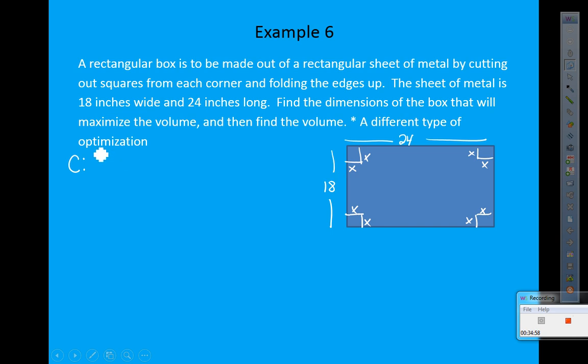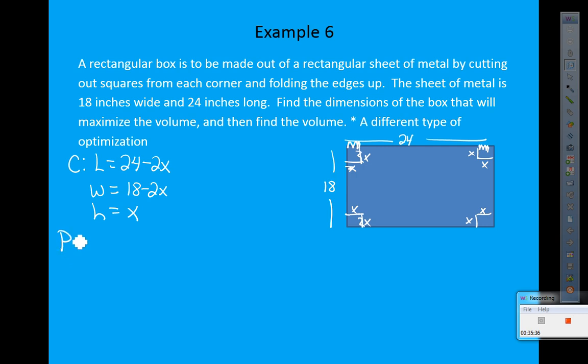One constraint equation would be the new length of this. The new length of this is going to be 24 minus 2x, because I'm going to take away this length and this length. The new width of this is going to be 18 minus 2x, because I'm going to take away that and that. And the height of this box is going to be x. Those are my constraint equations. That's why I said it's a little bit different.